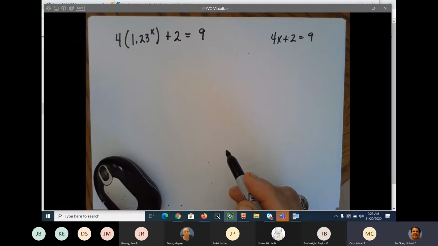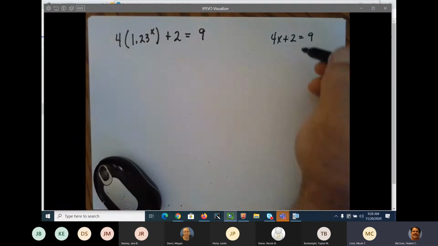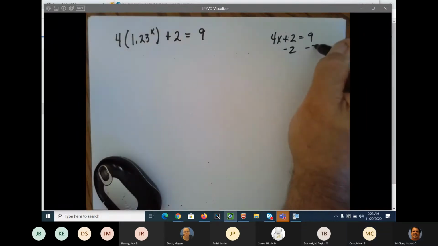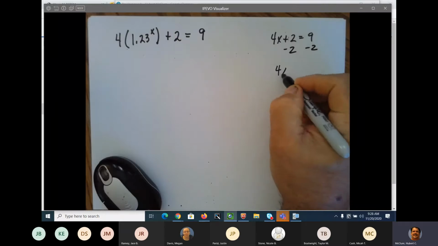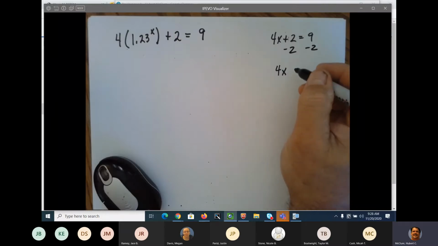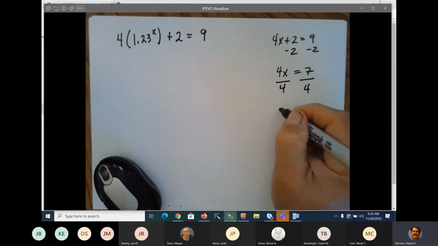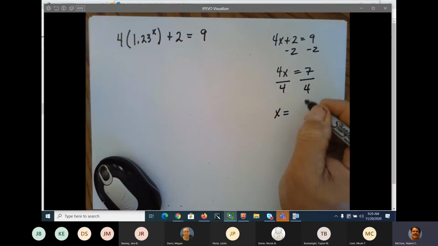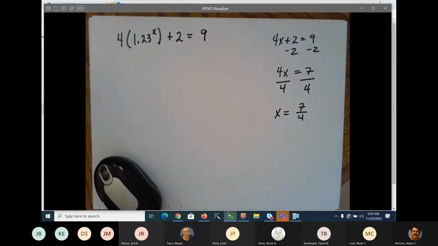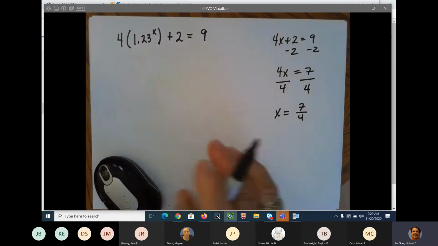Subtract 2 from both sides. Subtract 2 from both sides. Thank you, Mr. Cash. Equals 7. Then divide, 7 over 4. Okay, so that's how you do that problem.